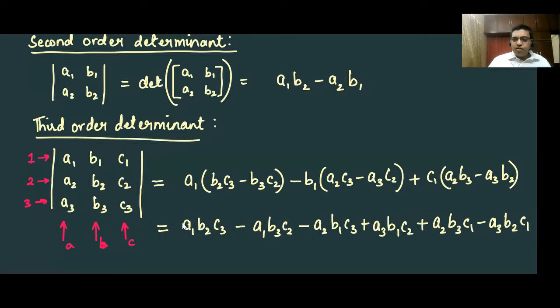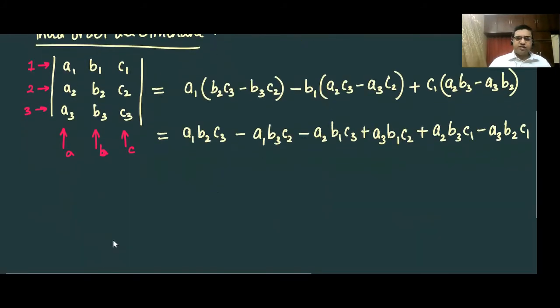So there is no product of elements within the same column or same row. And see these row indices now: 1, 2, 3, 1, 3, 2, 2, 1, 3, 3, 1, 2, 2, 3, 1, 3, 2, 1. So the determinant is an algebraic sum of the products of the elements of different rows and different columns, having a certain pattern. Now, why do we choose to define a determinant like this?